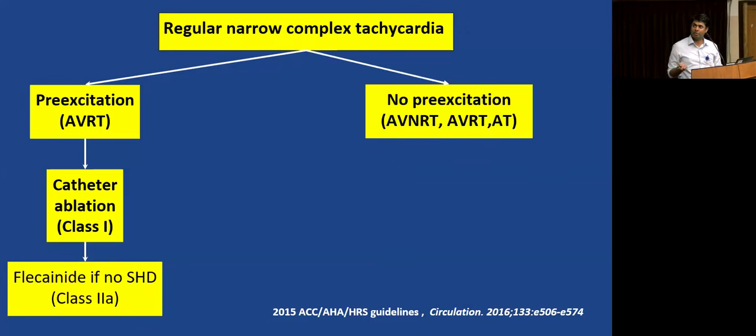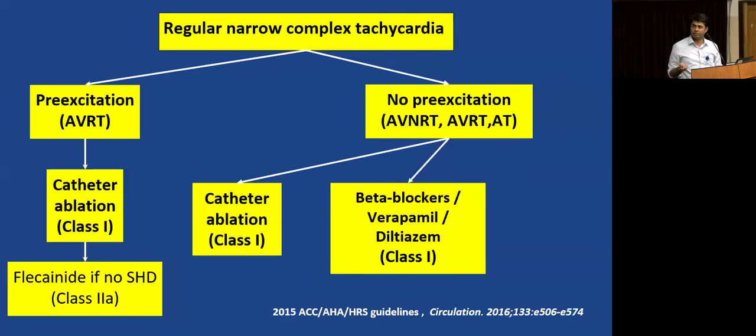But if you have no pre-excitation, that means you reverted the SVT with adenosine and there is no pre-excitation, all these three are possible. Then usually catheter ablation, but here you can try medical treatment. Just put them on beta blockers. But if you see pre-excitation, always remember that medical treatment is going to be ineffective and sometimes can be dangerous. Better to send for ablation. So pre-excitation with SVT, better for ablation. Other SVTs you can probably manage medically for a few years.